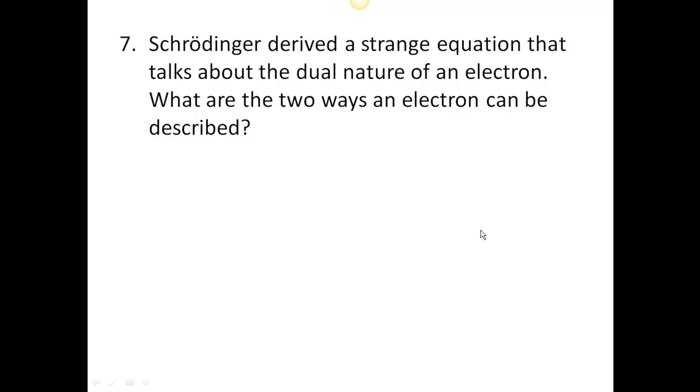Right, Schrödinger derived a strange equation. We're not even going to get into the equation, but it talks about the dual nature of an electron. Now the dual nature, what are the two ways an electron can be described? Well, we typically think of it as a particle. It does have mass. But what we don't think of it as is a wave of energy. And that's where electrons get really cool, because they act like a particle and then they act like a wave of energy, and when they're a wave of energy they have no mass. So that's kind of interesting.